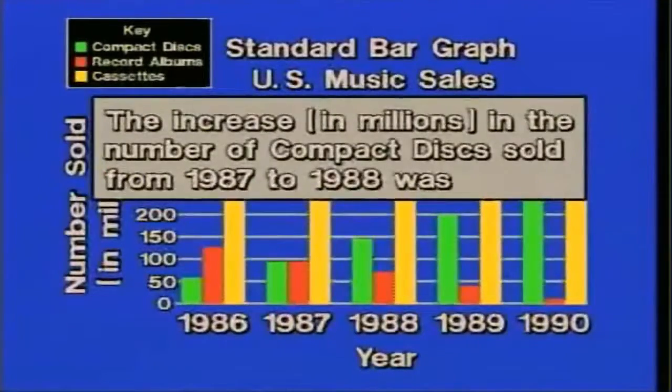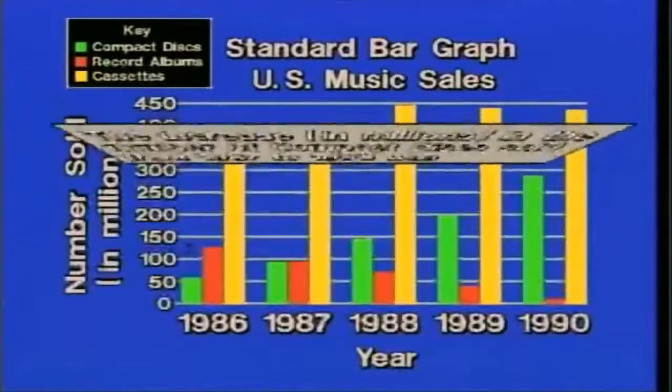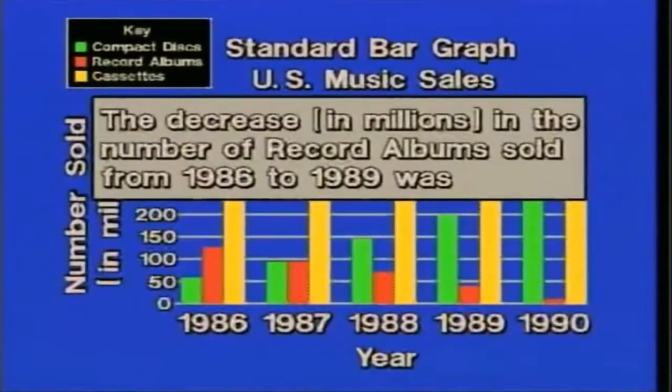Let's answer a couple more questions. What about the increase in millions in the number of CDs sold from 1987 to 1988? Now we're only talking CDs, so we're thinking about the greens, you see, so those are the bars that we look at, and then again our attention goes over to the left and we look at the difference between these two. It looks like a difference of about 50 million. So we look from the bottom to the top of a bar, and then we look over to the left.